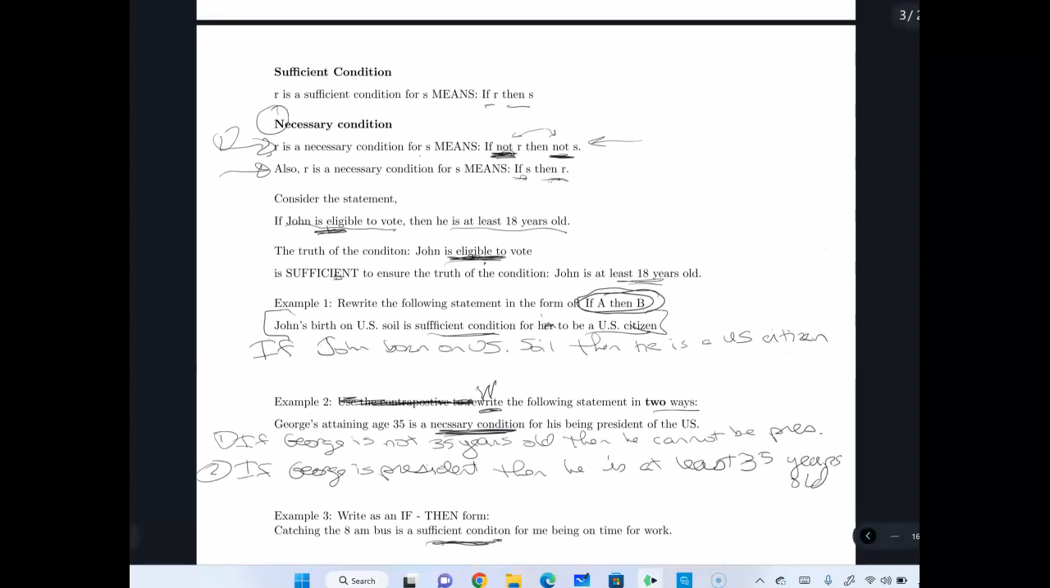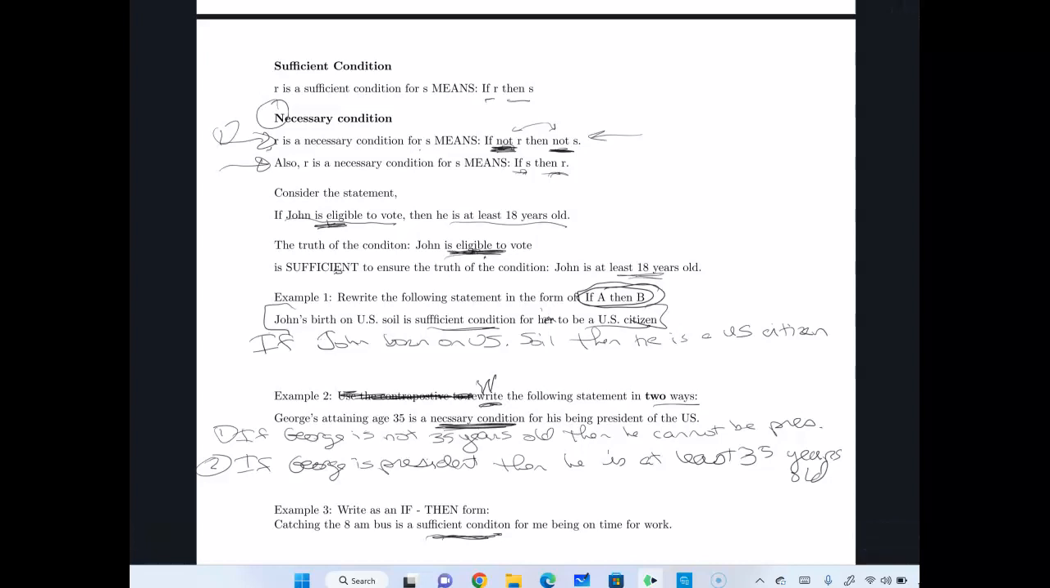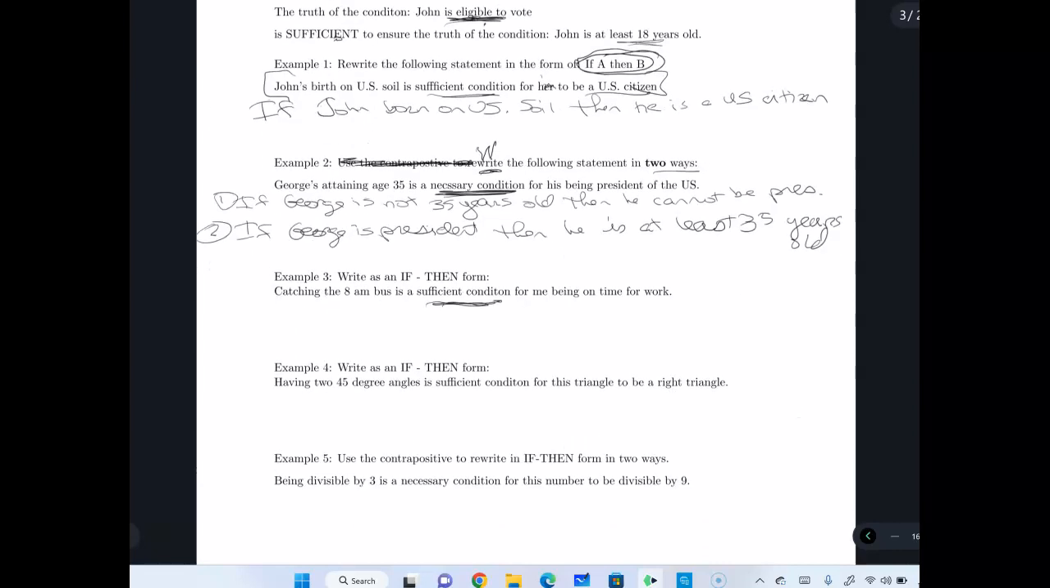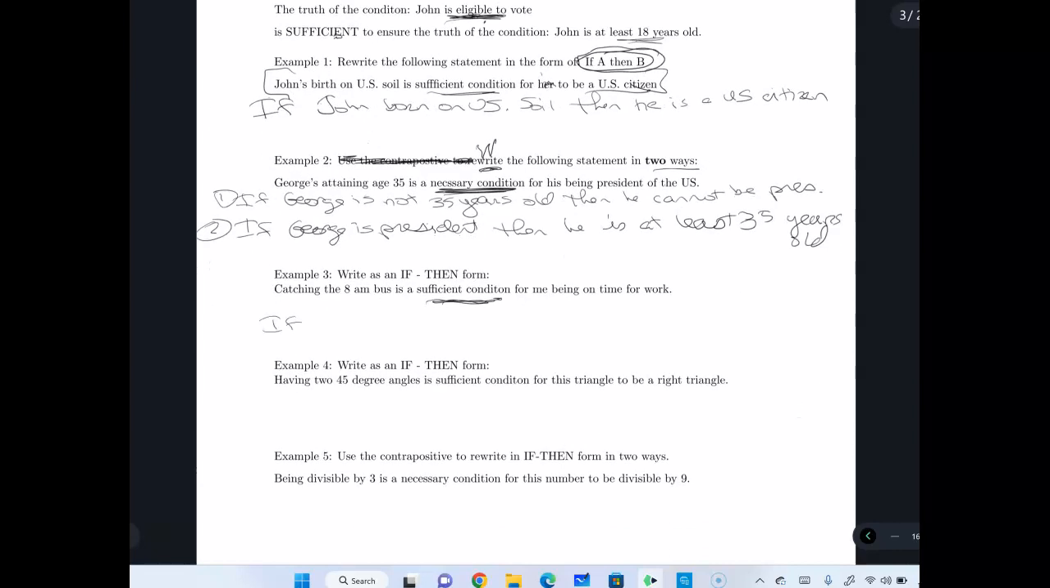So let's look at sufficient condition. So catching the bus is a sufficient condition is the same thing as if I catch the bus, then I will be on work on time, right? If I catch the bus at 8, then I will be at work on time.